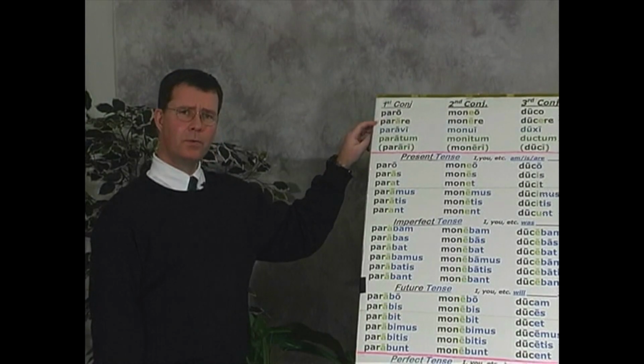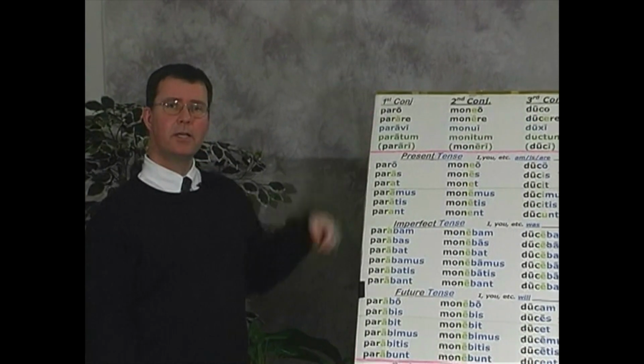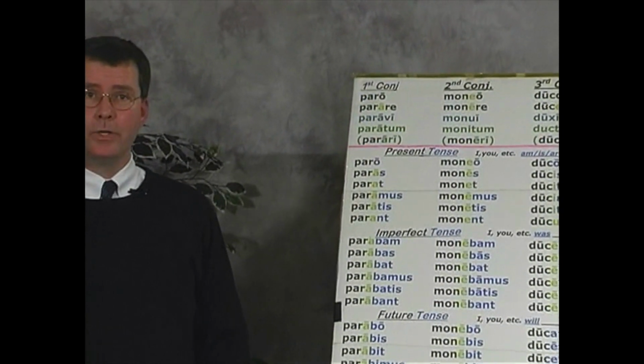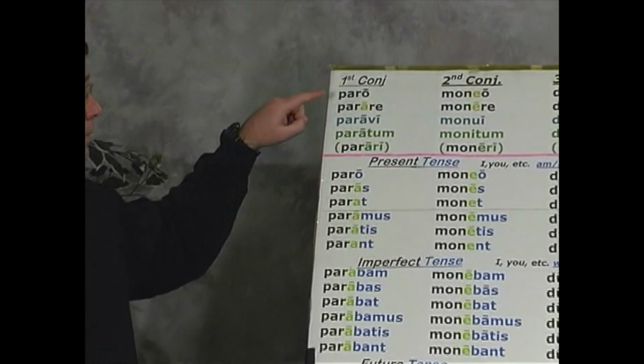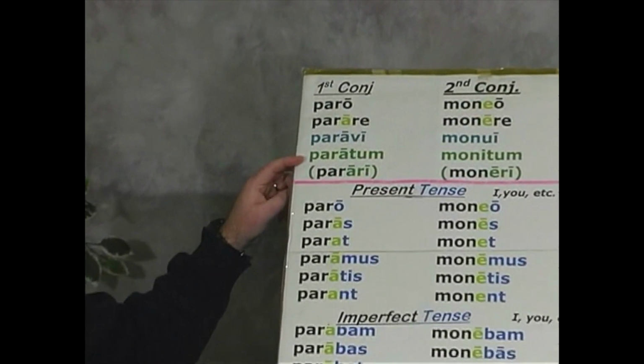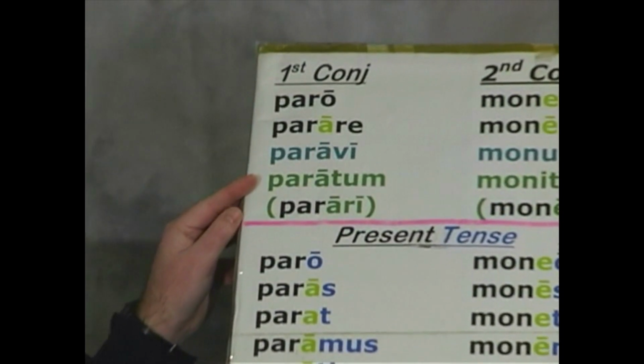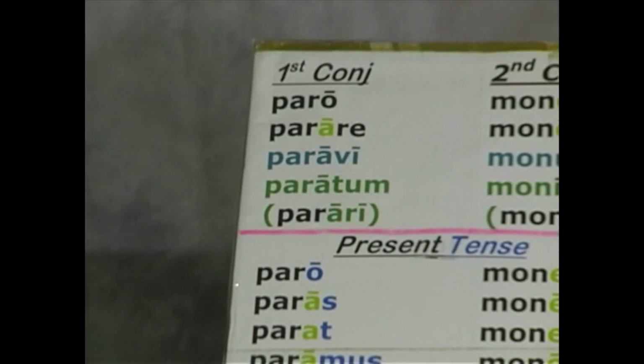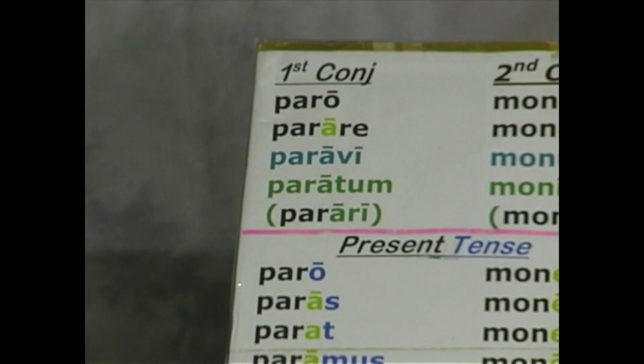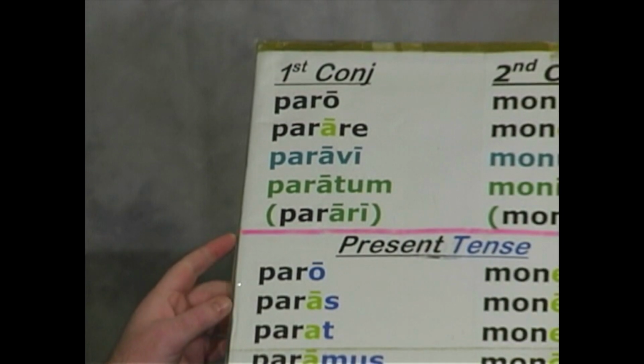How do you know what the infinitive of a verb is? You memorize it. When you learn the verb, you do not simply learn this form. You learn all four principal parts. And memorize those principal parts because they are the key that unlocks the rest of the verb system. You must memorize the principal parts.